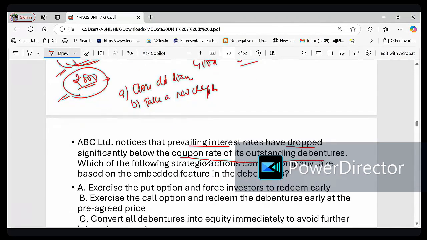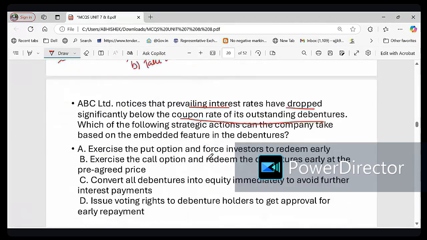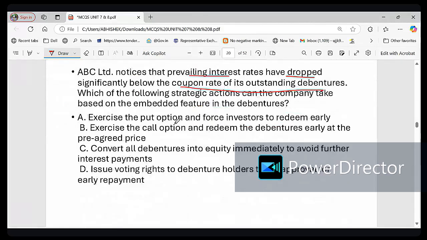So let's see what the options are. Which of the following strategic actions can the company take based on the embedded feature in the debenture? Option A, exercise the put option and force investor to redeem early. Option B, exercise the call option and redeem the debenture early as per agreed price. Option C, convert all debenture into equity immediately to avoid further interest payment. Option D, issue voting right to debenture holder to get approval for early repayment.